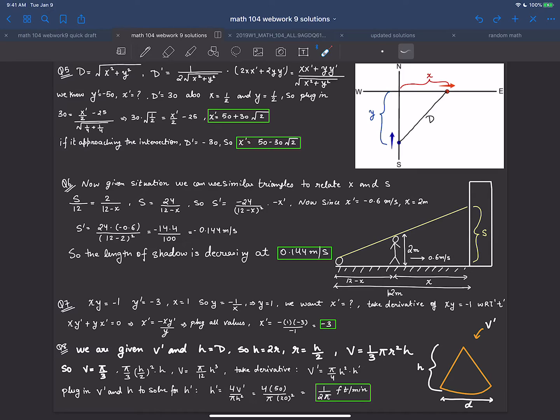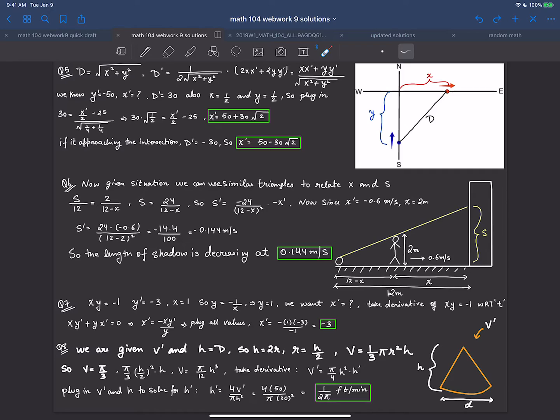So volume for a cone has this relationship, right? I kind of miswrote it, but I'll correct it here. The relationship should just be 1 over 3 pi r squared h. Now in this case, you have a radius, an h, and a v. There are 3 things changing.